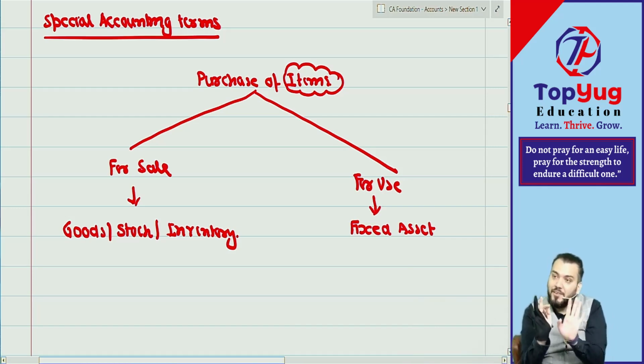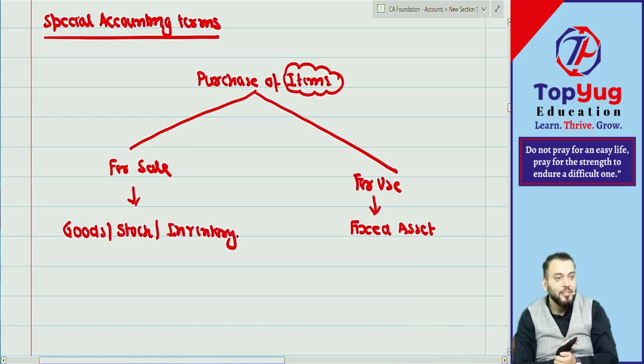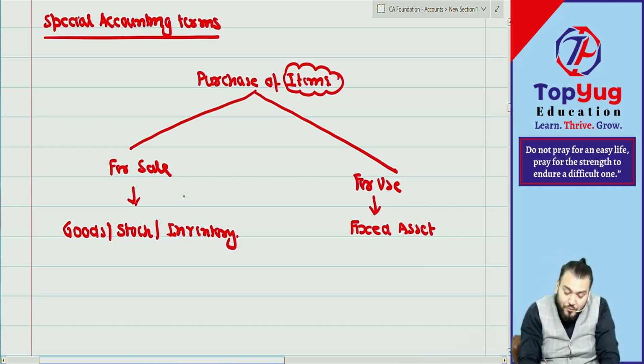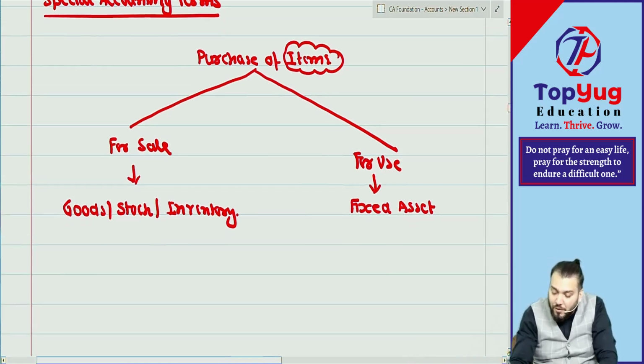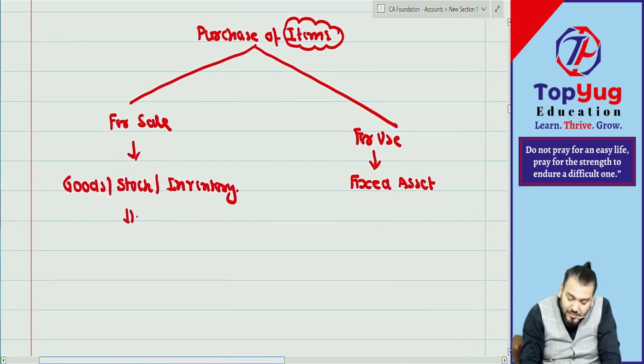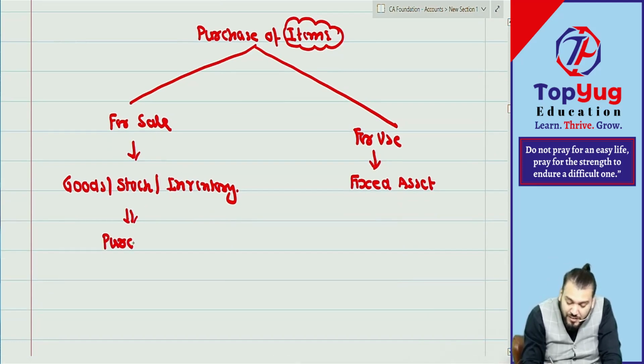Both are assets. Inventory is also an asset. Fixed asset is also an asset. We purchase an asset for deriving some benefit. If the benefit will be derived, it is an asset only. So if you purchase an item for sale, the name given is what? If you purchase some item for use, we call it what? Fixed asset.